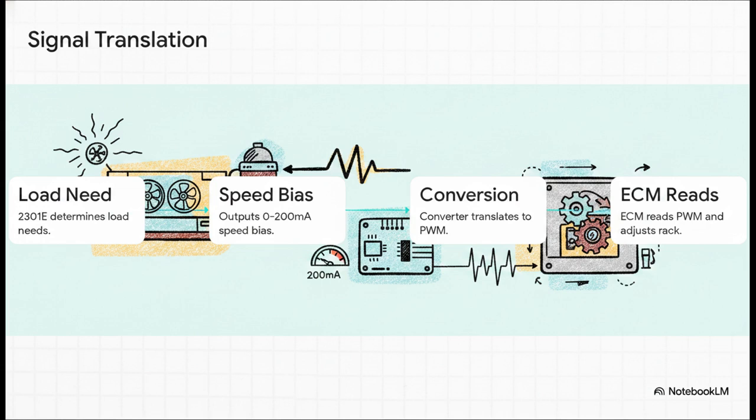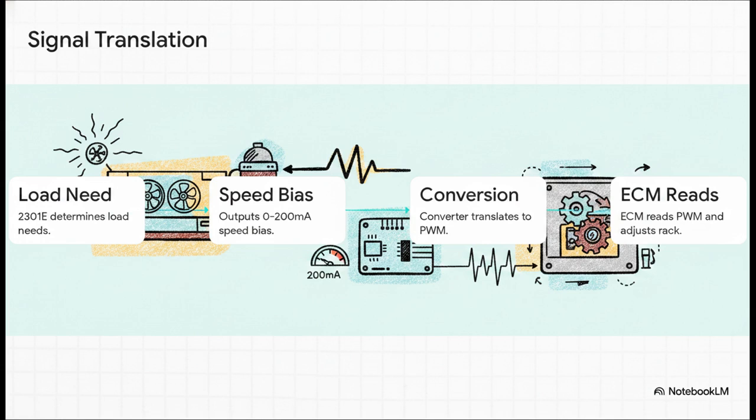Step 1. The Woodward 2301E governor looks at the shared bus and figures out the load needs for its specific generator. Step 2. It outputs that need as an analog 0 to 200 milliamp speed bias signal. Step 3. A converter steps in and physically translates that analog current into a pulse width modulated, or PWM signal.